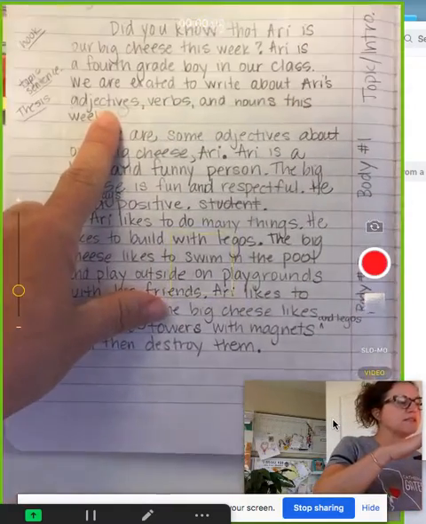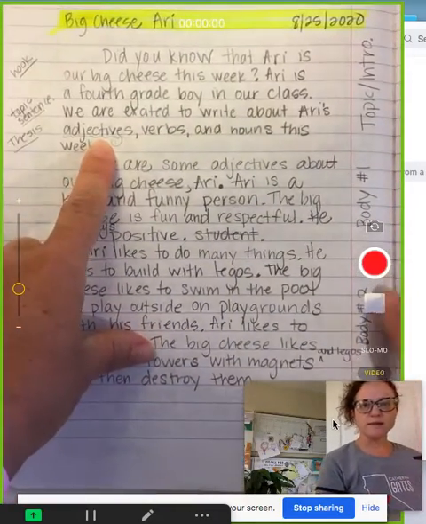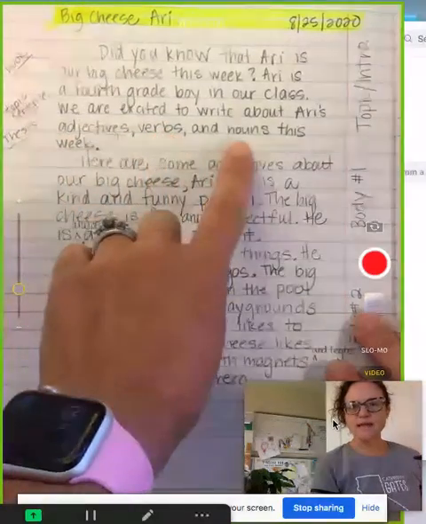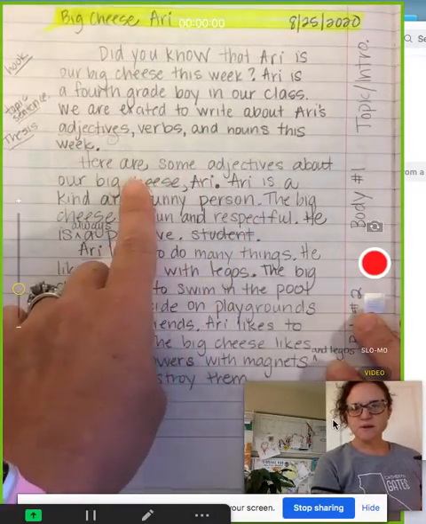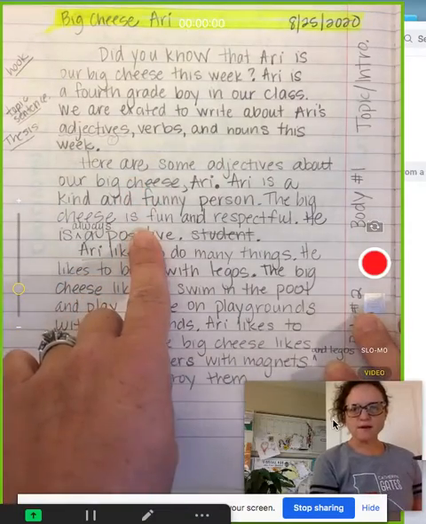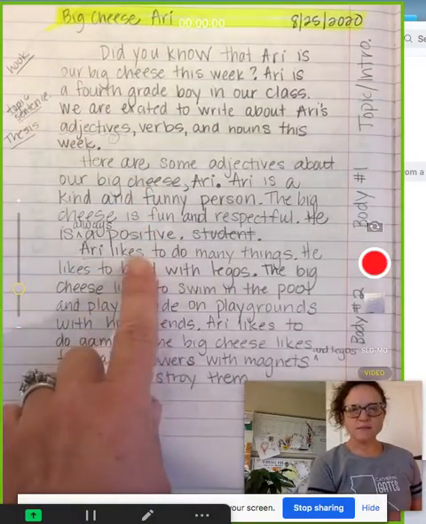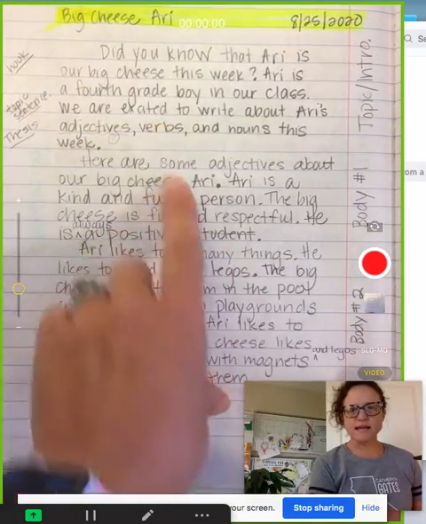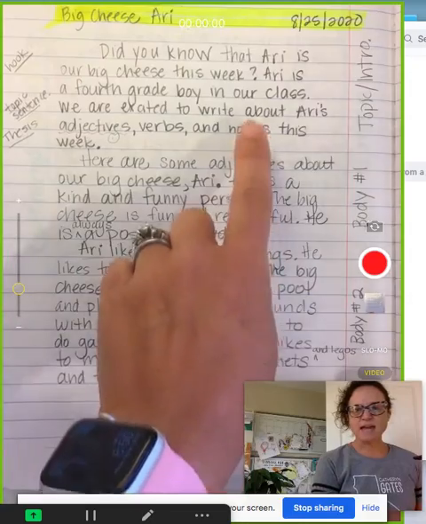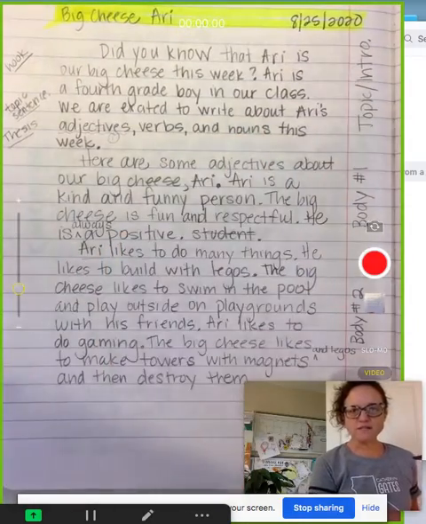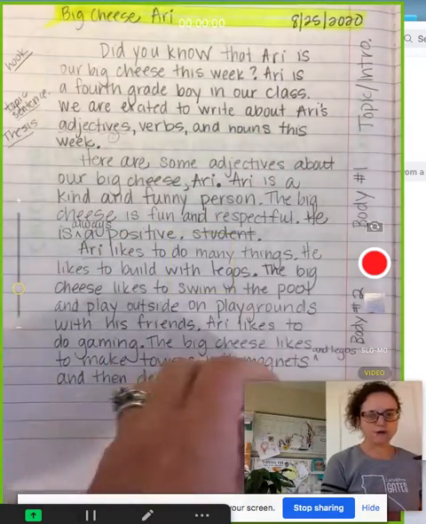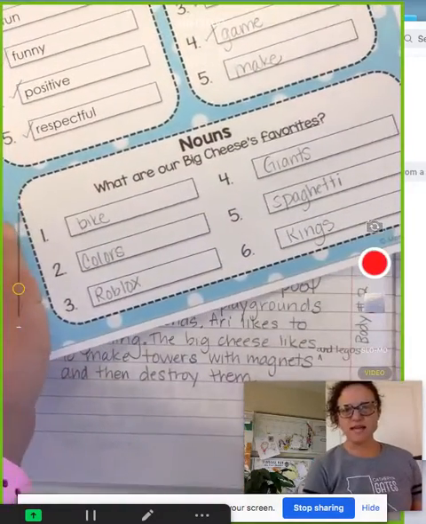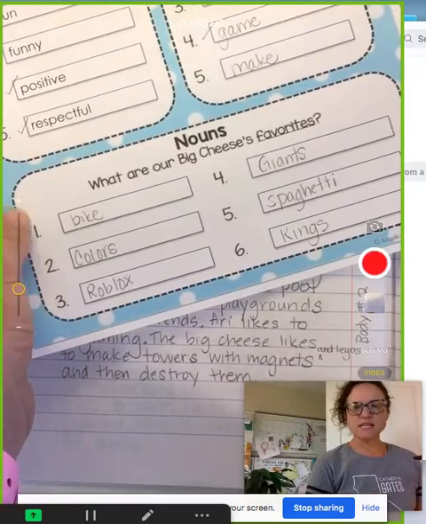So our thesis statement in our intro paragraph was, we are excited to write about Ari's adjectives, verbs, and nouns. So our first paragraph is all about Ari's adjectives. The second paragraph is all about Ari's verbs, just like our thesis statement said. And our last body paragraph is going to be about Ari's nouns. Nouns are person, places, or things. So these are the things that Ari likes.